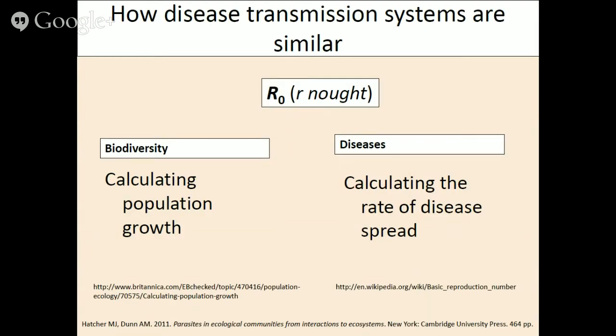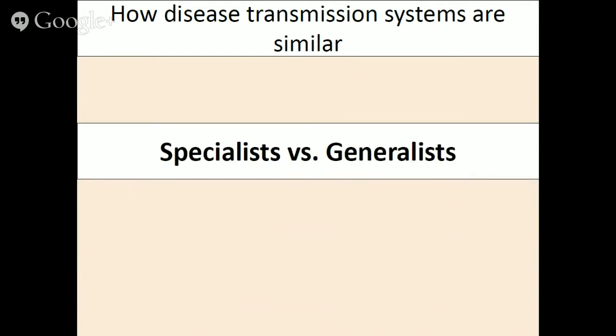I'm going to show you some examples of how we can apply concepts and theory from ecology to disease ecology. For example, this is a very robust and useful concept, the R naught. It is used in biodiversity to calculate population growth, but in diseases it is usually used in epidemiology to estimate the rate of disease spread. But it's the same concept.